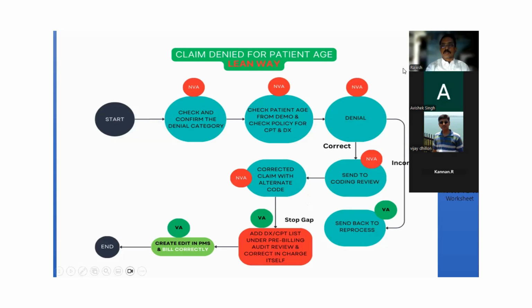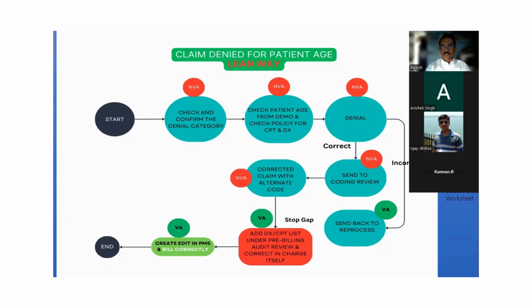If it is not a newborn baby, it's a regular practice, and I'm still getting this problem, this is straight away a problem with your coding. So what we need to do is give an interim arrangement and a permanent solution. When you identify that a particular CPT code or diagnosis cannot be billed for this particular age, we'll run a report and add the DX and CPT list under the pre-billing audit review. Then we will make sure it is getting corrected at the charge level itself, so that we put an edit. So this is a stopgap.